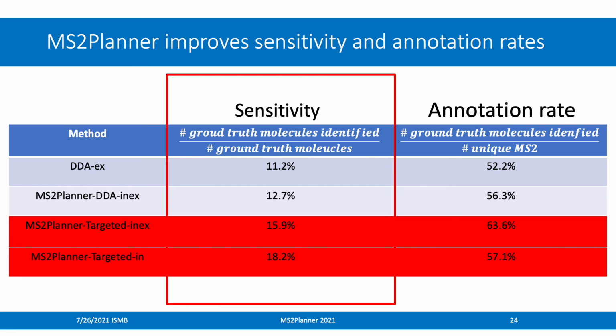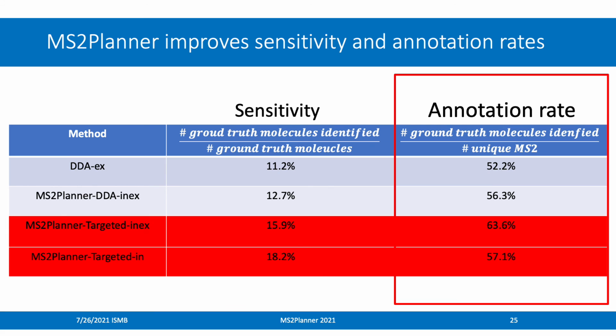We also compare the sensitivity and annotation rate of this method. The sensitivity means the number of ground truth molecules identified by the spectral library search over the total number of ground truth molecules in the sample. The ground truth molecules are the known NIH natural products molecules that we add into the sample.